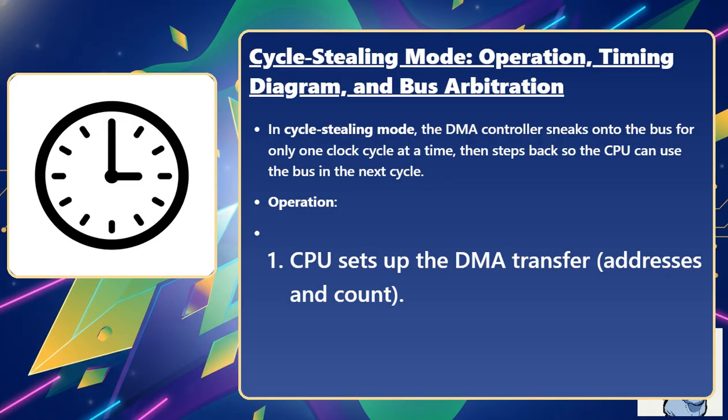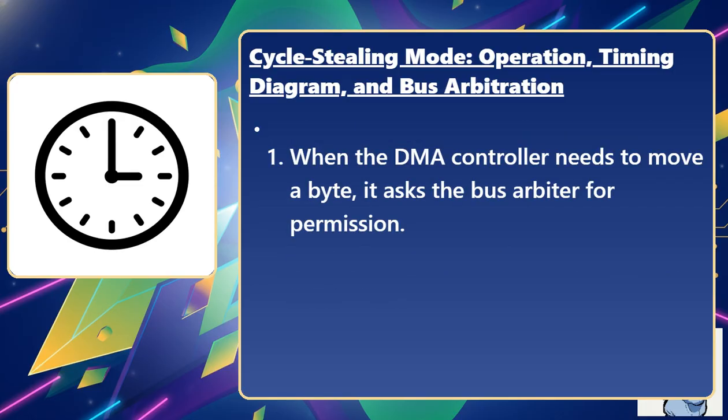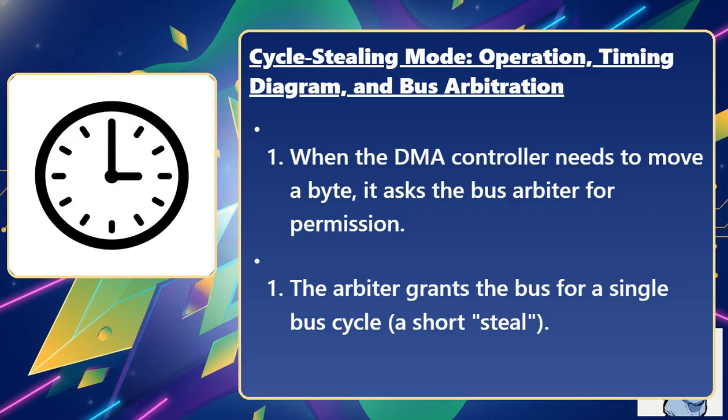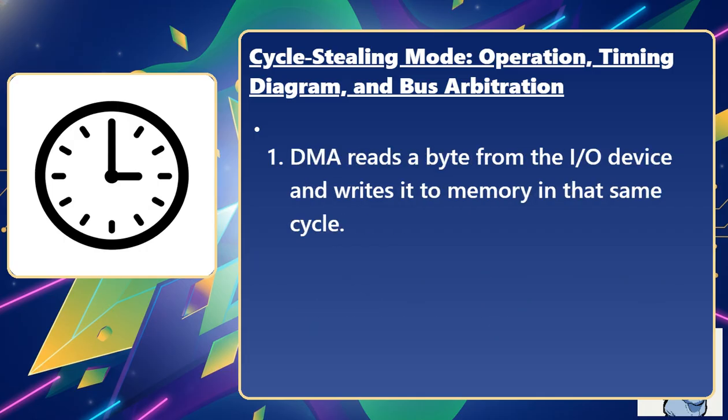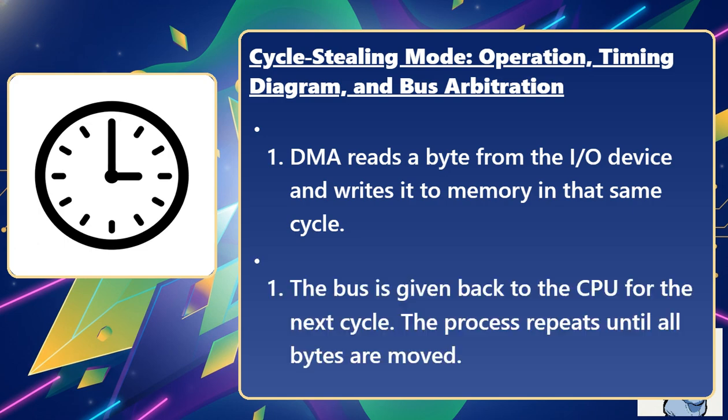Operation. CPU sets up the DMA transfer, addresses, and count. When the DMA controller needs to move a byte, it asks the bus arbiter for permission. The arbiter grants the bus for a single bus cycle, a short steal. DMA reads a byte from the input-output device and writes it to memory in that same cycle. The bus is given back to the CPU for the next cycle. The process repeats until all bytes are moved.